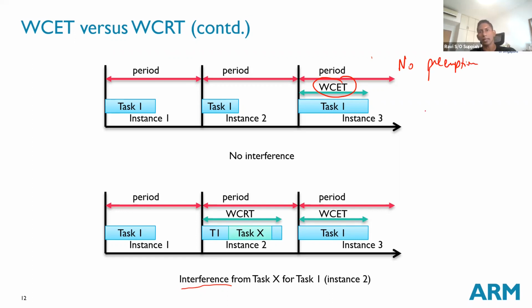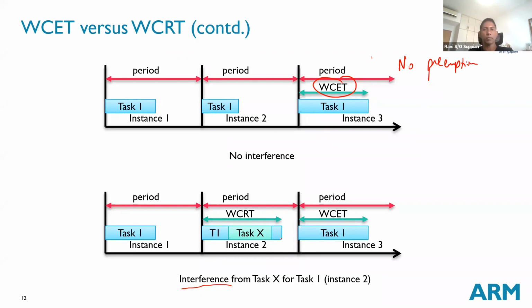Okay, that means when a task runs, it runs to conclusion. Whereas in the worst case response time, we know that there is a possibility that a higher priority task or some other task may take over the CPU. Then your current task gets delayed further. So that is the worst case response time.